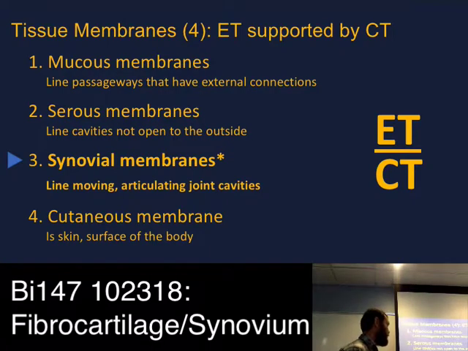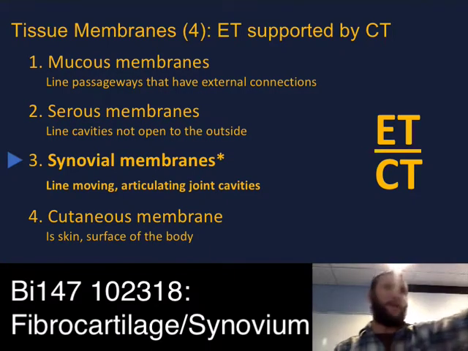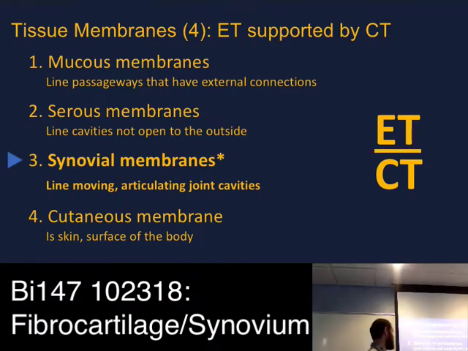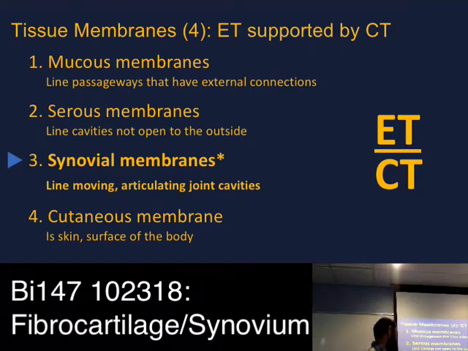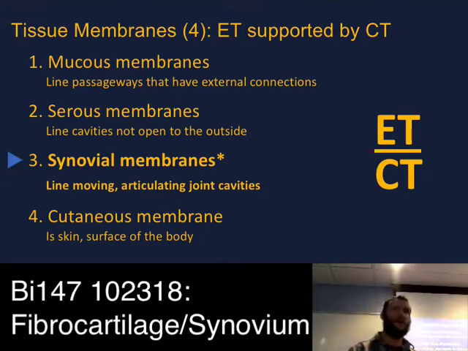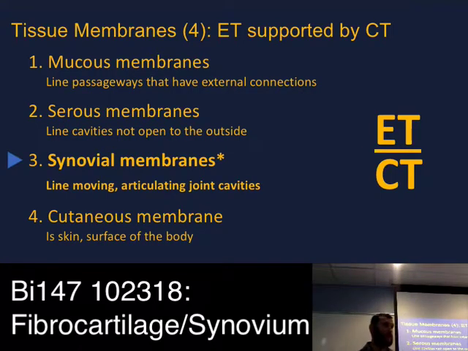And tissue membranes, there's 4 types of tissue membranes in the body. I'll say the names of them. The only one that's actually relevant to what we're going to be discussing here is this third one, but I'll just go through them so you hear them. Mucous membranes, these are things that produce mucus that are on the passageways that have external connections, so like your GI tract, your urogenital tract, that kind of thing.